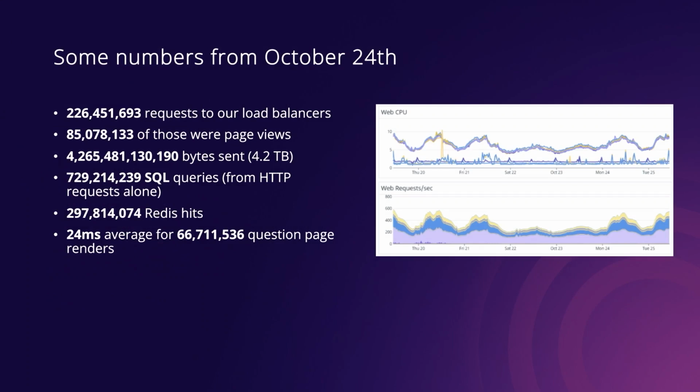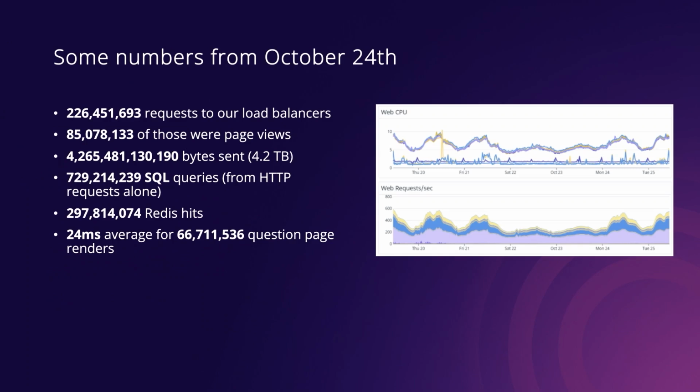So on that day we got around 226 million requests to our load balancers. Out of those, 85 million-ish were page views. And we sent over 4 terabytes of data across those requests. And we ran 700 million SQL queries from HTTP requests alone. In fact, we actually ran over 1 billion SQL queries that day, including all of our servers. We also had almost 300 million Redis hits. Redis is one of the infrastructure pieces that we use for caching.